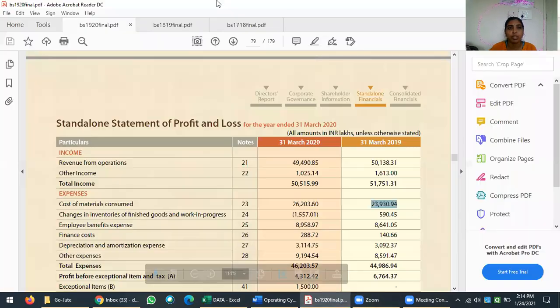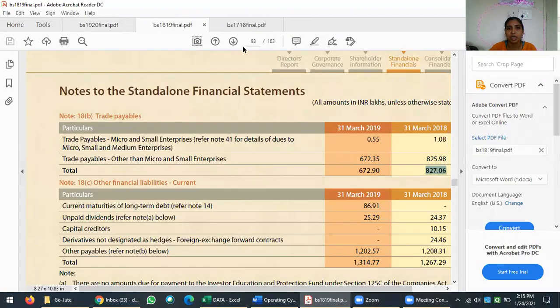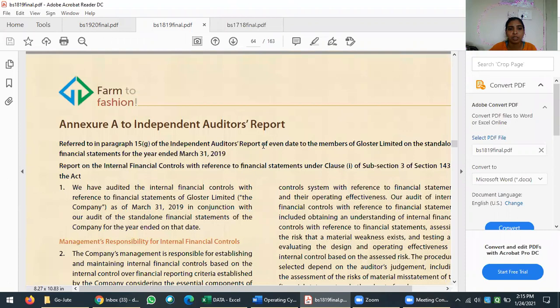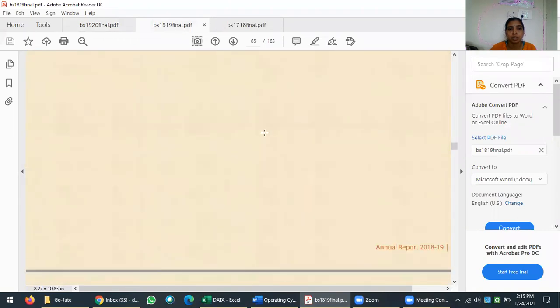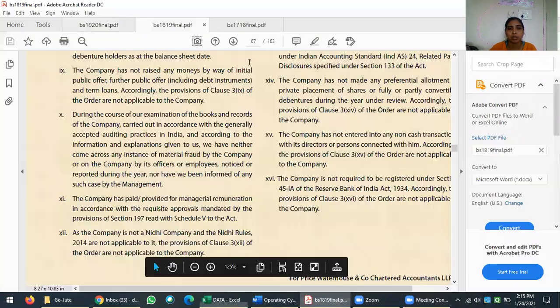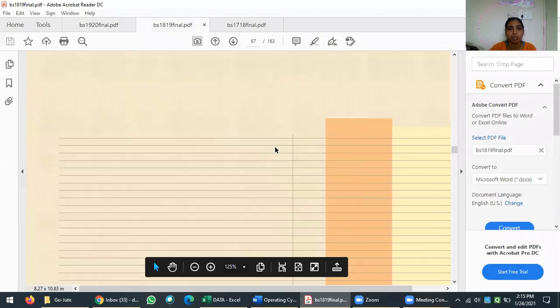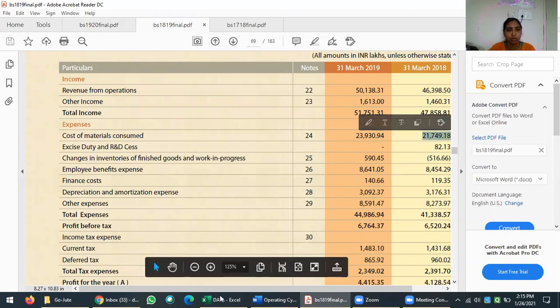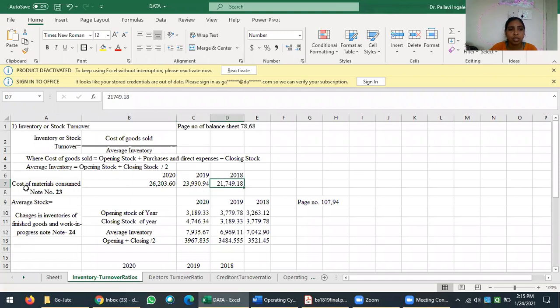In the same way, I have to search for 2018-19. One second, let me check the page number. Sorry, page 68 is the balance sheet, and here is the P&L. In the P&L, cost of material consumed for 2018-19 is 21,749.18. The same I am copying here. Done. So cost of material consumed is nothing but the cost of goods sold.